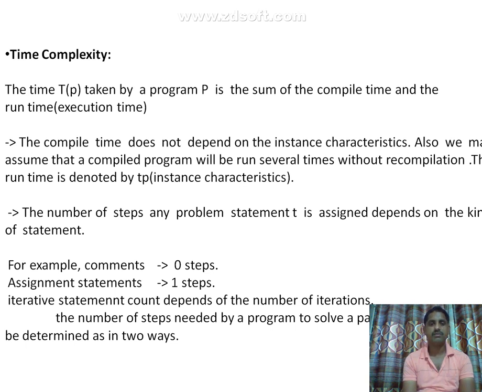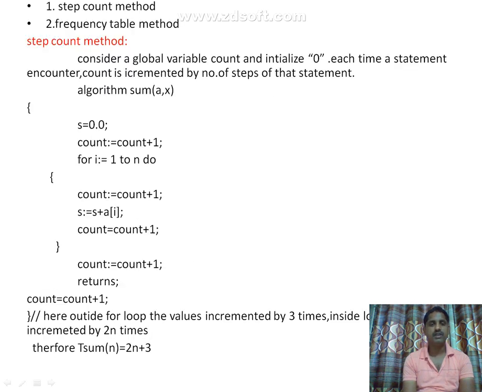The number of steps assigned to a statement depends on the kind of statement. For example, comments count as 0 steps, and an assignment counts as 1 step. Here you can use two types of methods. The first one is the step count method and the second one is the frequency table method. So consider a global variable count initialized to 0. Each time a statement is encountered, count is incremented by the number of steps of that statement.